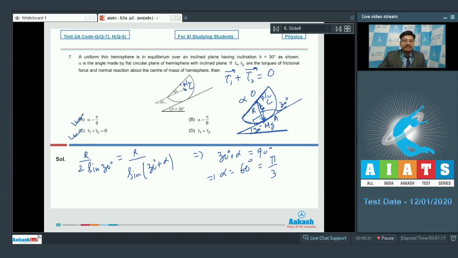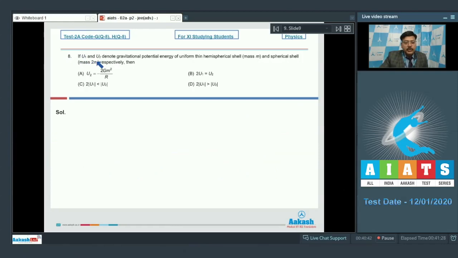Let's go to the next question now. Question 8 says, if U1 and U2 denote gravitational potential energy of a uniform thin hemispherical shell of mass m and spherical shell of mass 2m respectively, then let's use the result for self gravitational potential energy of a uniform thin spherical shell. If we have a shell like this, with mass m and radius r, we know that U is minus G m square by 2r. We shall use this result.